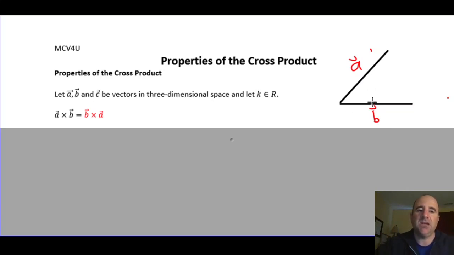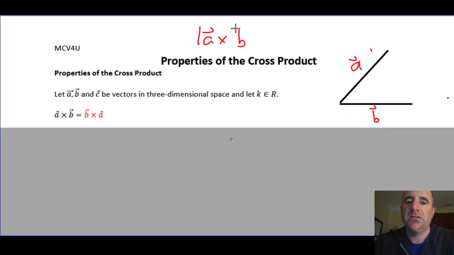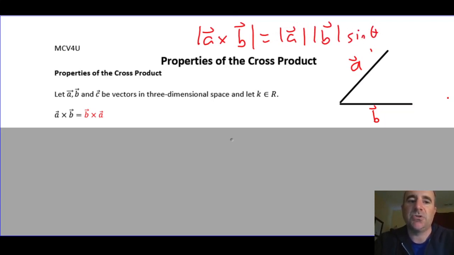They'd have the same magnitude because, of course, the magnitude of the cross product is just the magnitude of each vector times the sine of the angle between them. That doesn't matter which one is A and which one is B. So actually, we can add a little negative sign. And if we add that negative sign, now that becomes true. It's called the anti-commutative property.